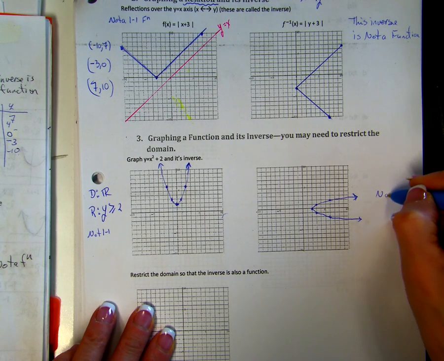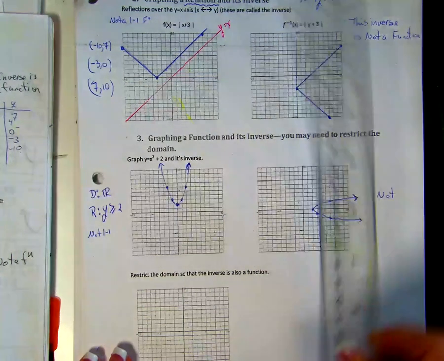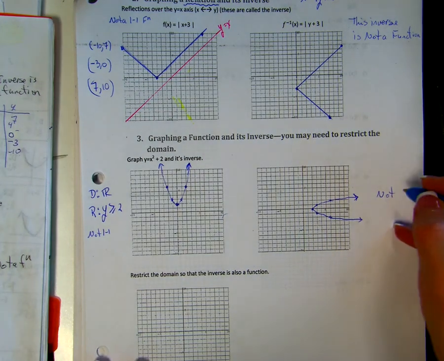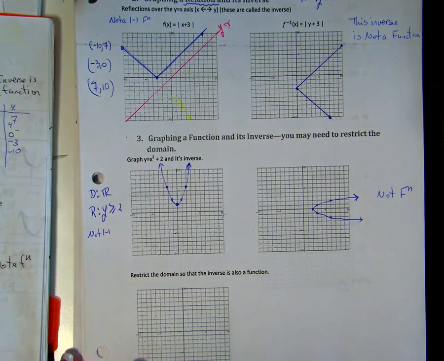So this, once again, because that's not one-to-one, doesn't pass a horizontal line test, my inverse won't pass a vertical line test, which means my inverse is not a function.